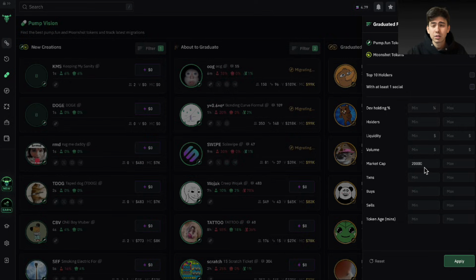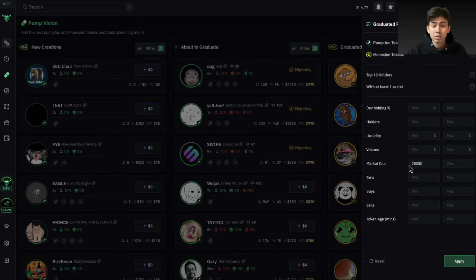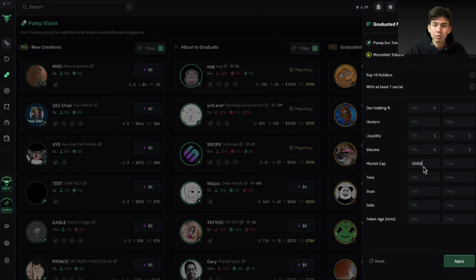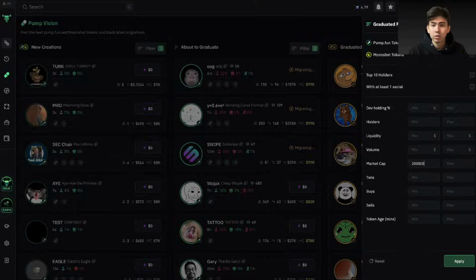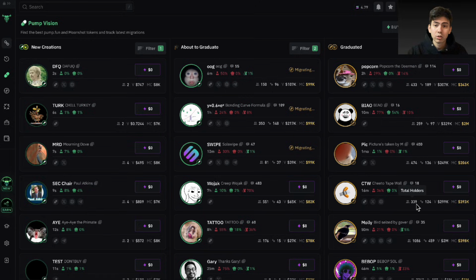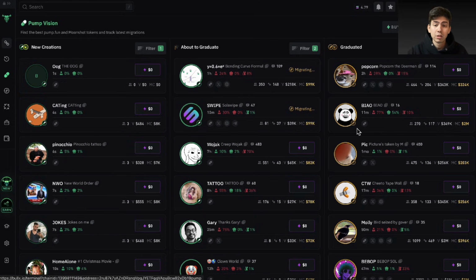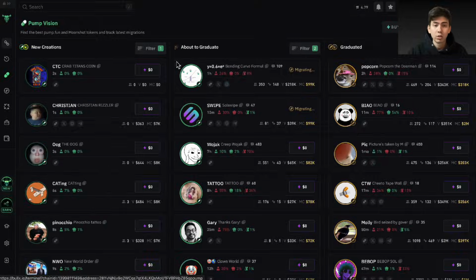This is again just to eliminate all these dead coins, all these coins that have been dumped after migrating to Raydium. But also sometimes I like to put this market cap to, let's say, $200,000, and then once we apply it, I sometimes scan through all of these tokens and figure out what the trends and patterns are, and this will sometimes give me an idea on what tokens to search for in the new creations.